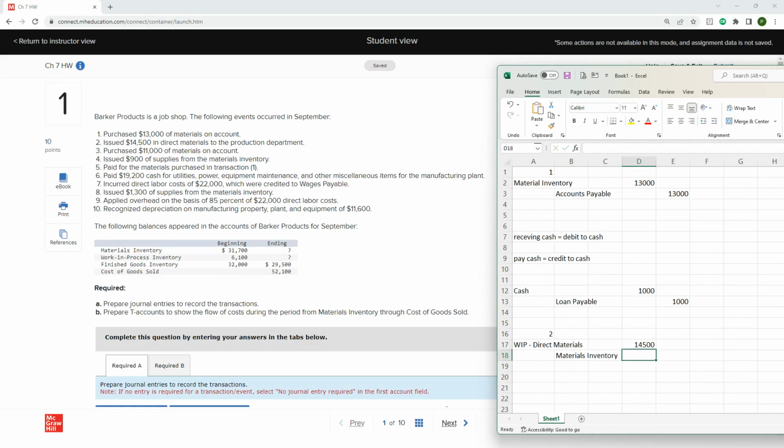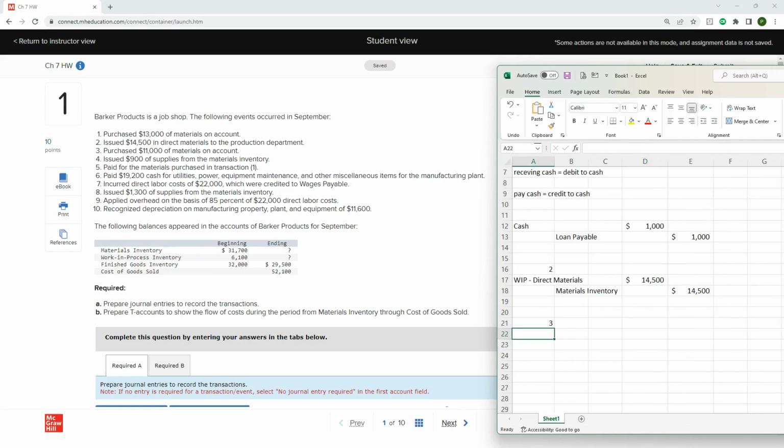Number 3, purchased $11,000 of materials on account. So again, we are purchasing materials, so that'll be a debit to materials inventory and credit to accounts payable. The question tells us that we didn't pay for the inventory, we put it on our account, so that'll be an $11,000 debit to materials inventory and an $11,000 credit to accounts payable. If we did pay cash, what would the entry be? The entry would be a credit to cash instead of a credit to accounts payable. So again, if you can relate it to cash, you can figure out everything else.